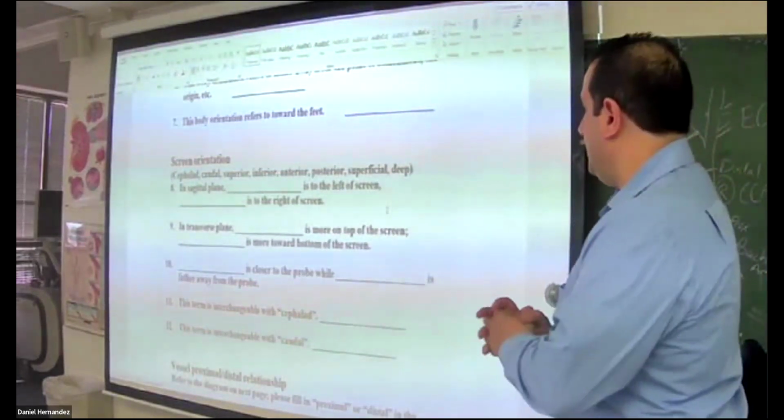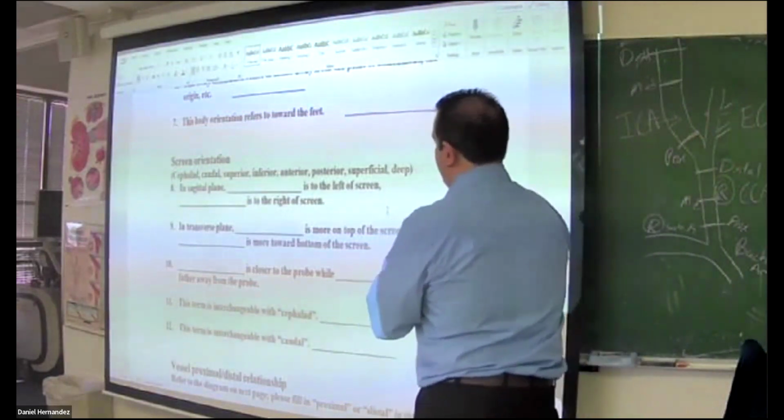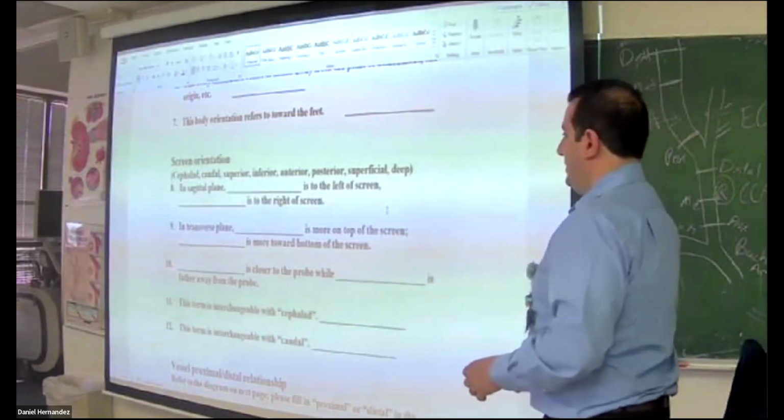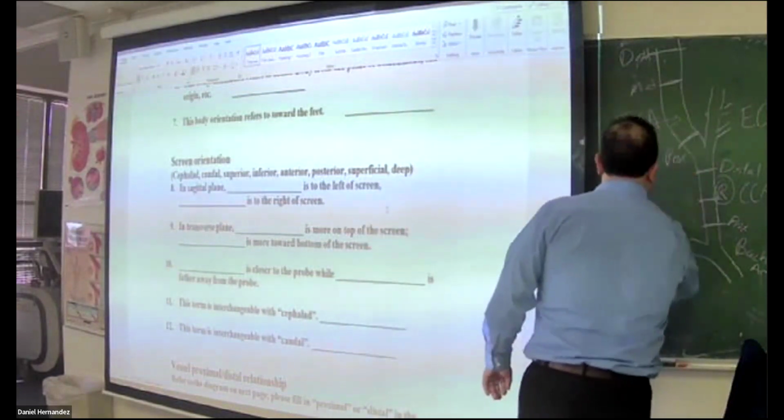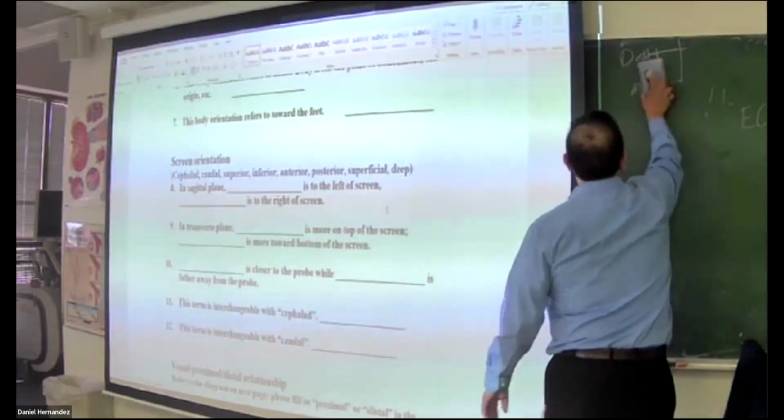So, screen orientation in a sagittal plane. Now we're in a sagittal plane. The left of the screen is going to be superior.